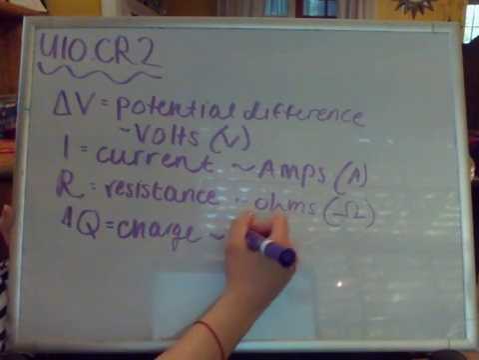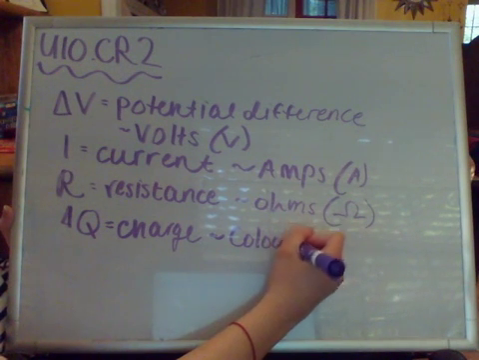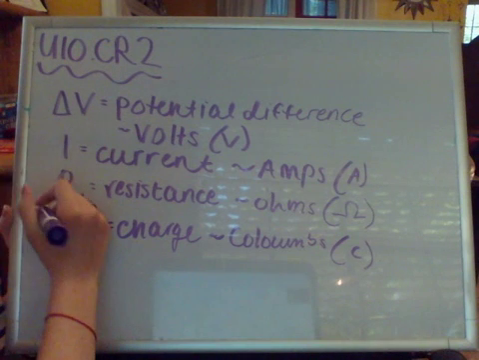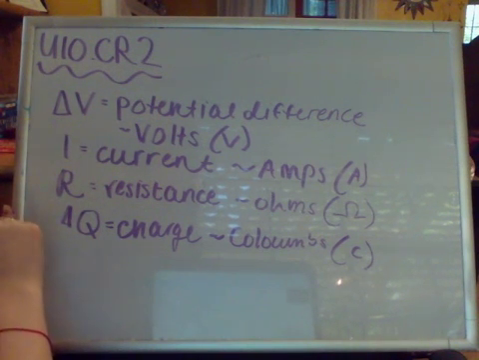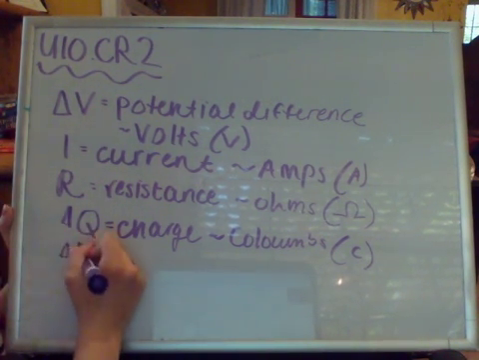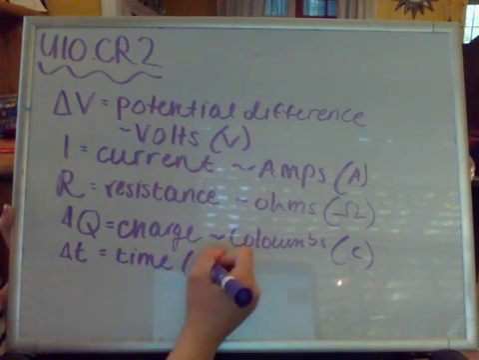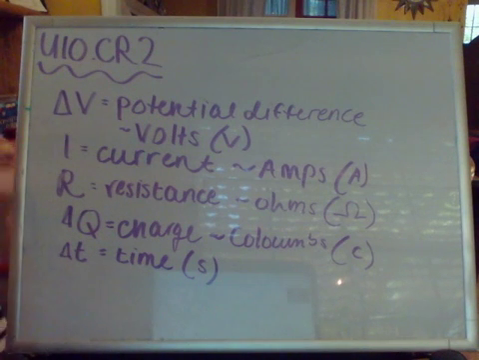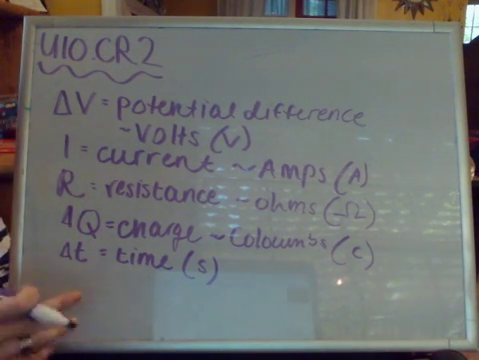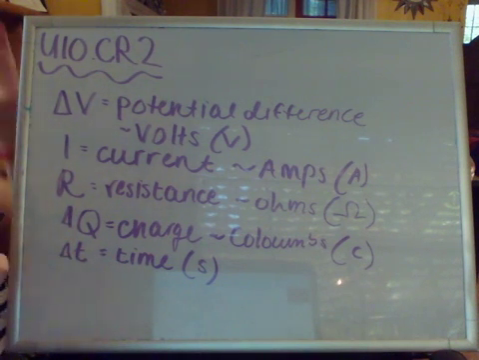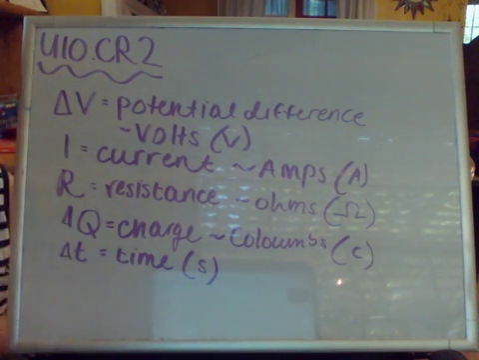And then we have delta Q, which is our charge, and that's in coulombs, which is a big C. And then we have our time, which is delta T, and that's going to be measured in seconds. So these are usually what we have to use when we're solving for any of these, and now you're going to understand why.